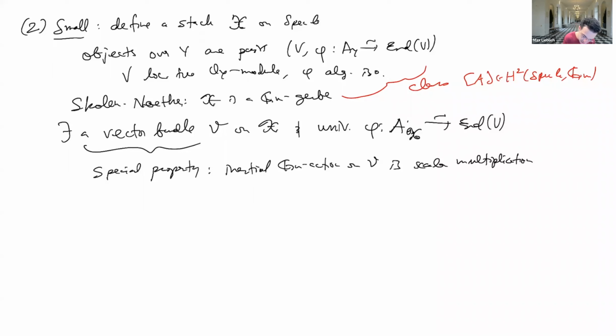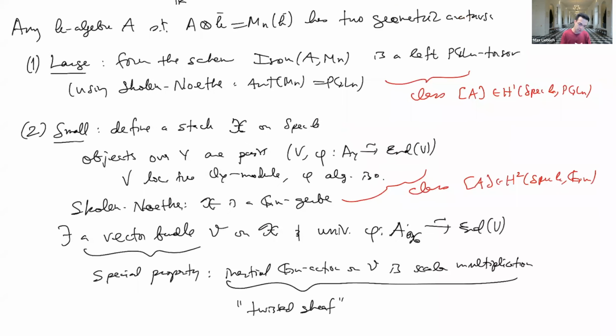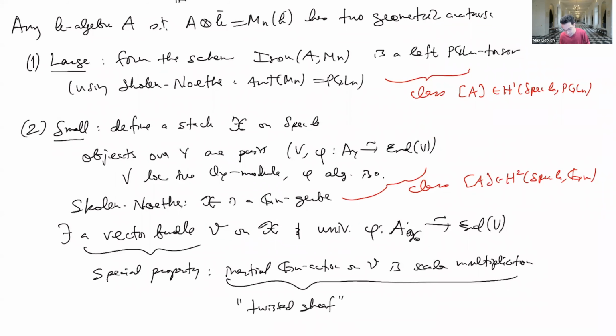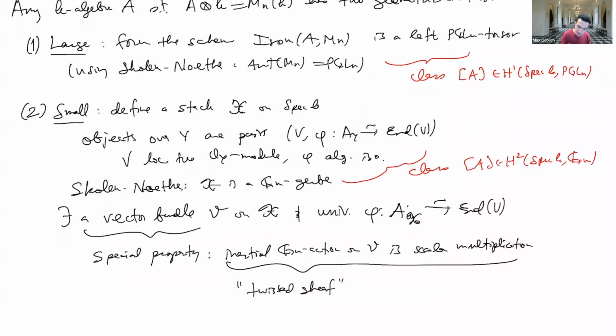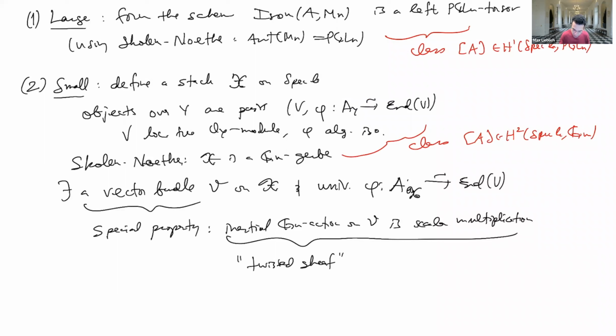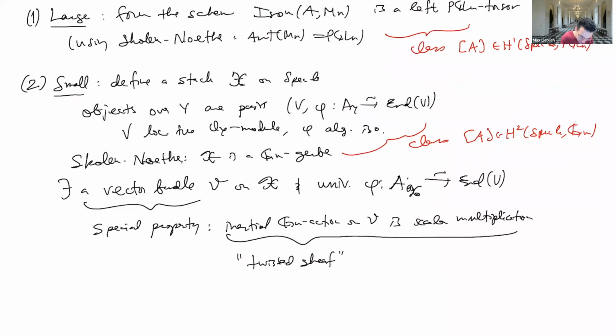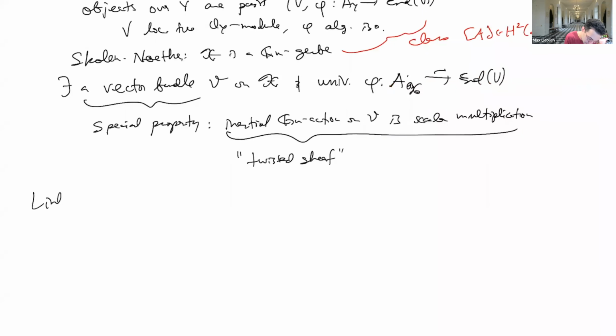There's a name for these things. This is called being a twisted sheaf or twisted vector bundle or whatever. So we've got this torsor, we've got this gerbe, we've got this universal twisted vector bundle. And of course, these two realizations are connected, linked.